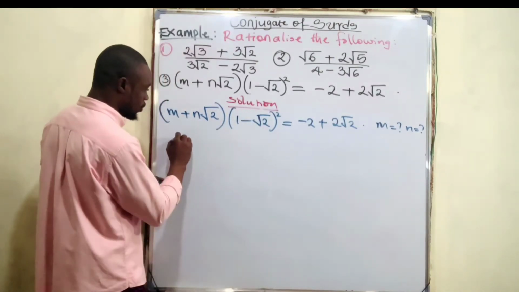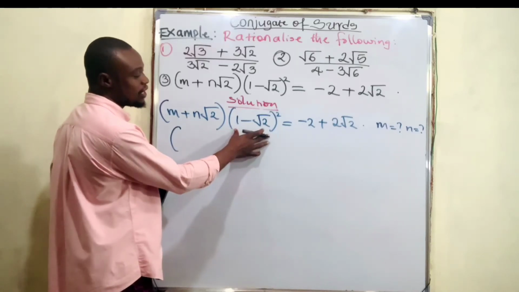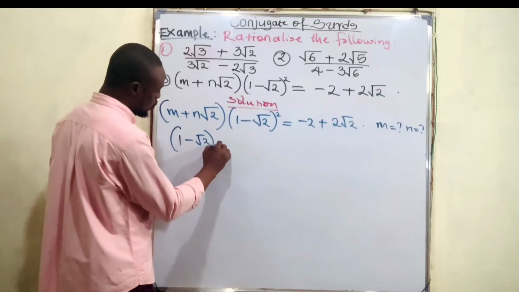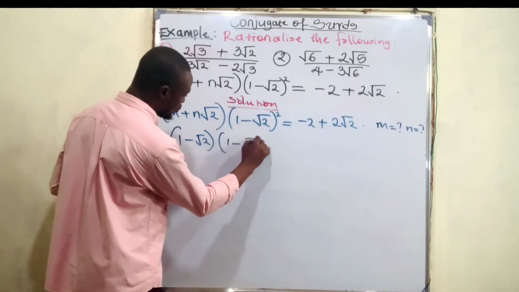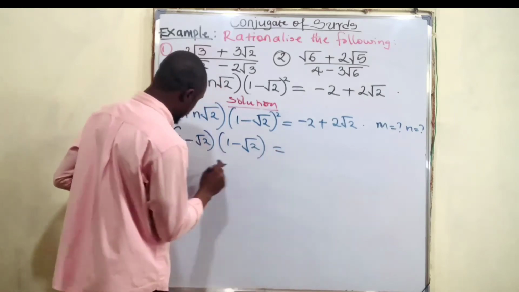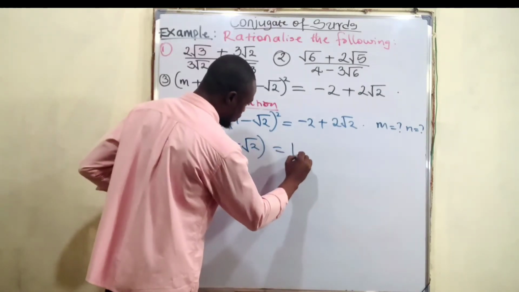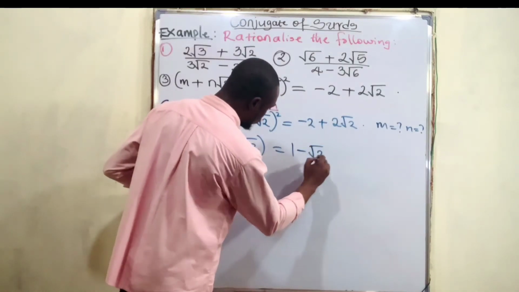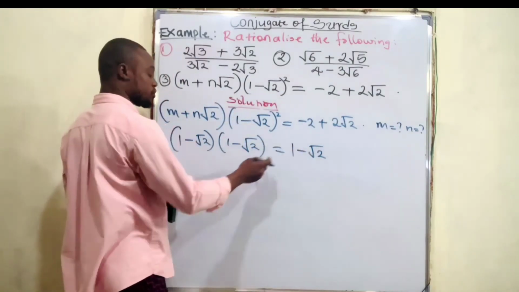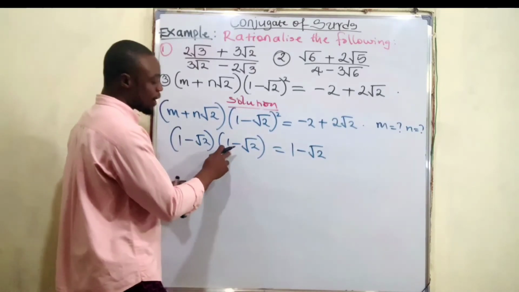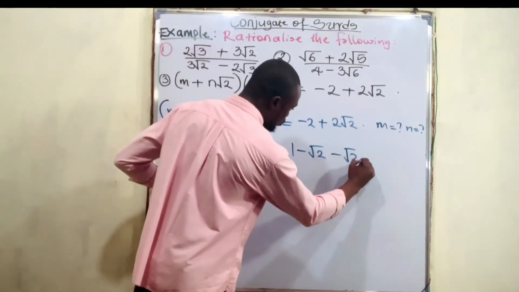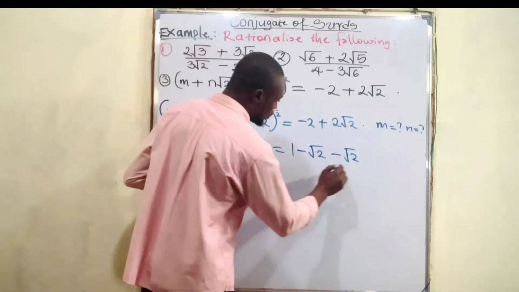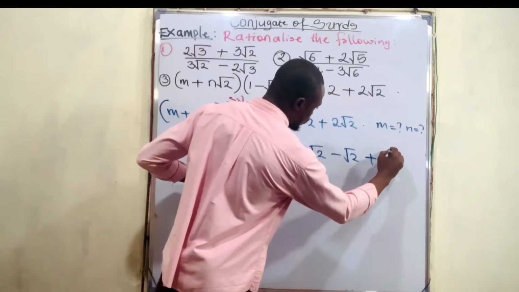So this implies there are 2 brackets here. So the first one is this, 1 minus root 2 and 1 minus what? Root 2. So 1 multiplies 1 is what? 1. 1 multiplied by minus root 2 gives us minus root 2. And minus root 2 multiplied by 1 gives us minus root 2. So that minus root 2 multiplies minus root 2 is plus 2.